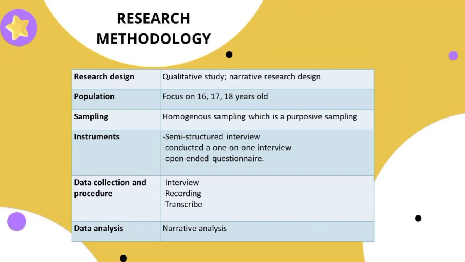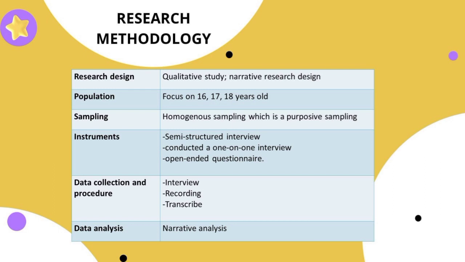This is the research methodology. This research study is based on qualitative study and uses narrative research design. This study wanted to focus on 16, 17 and 18 year olds because the researcher found that adolescents are the most targeted in the industry. In addition, the researcher wants to know the growth of their understanding.